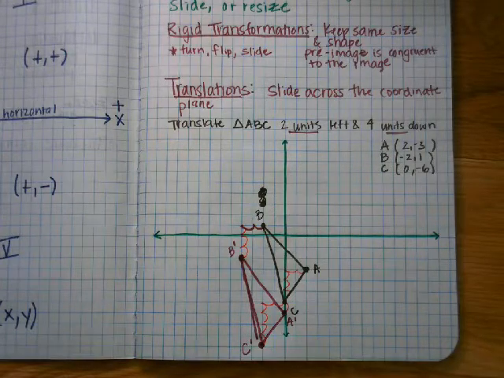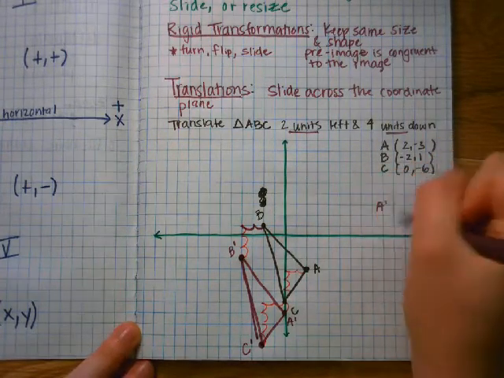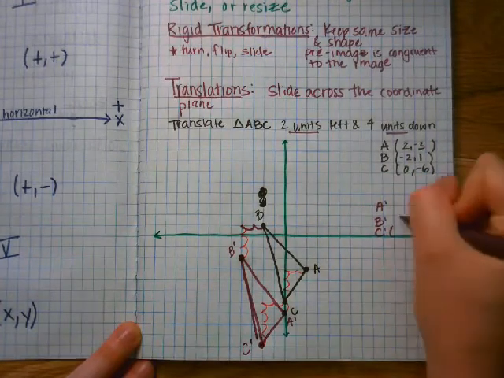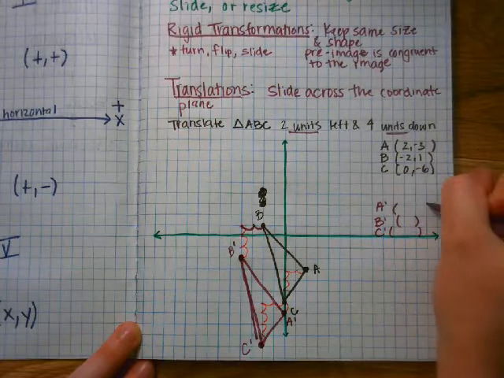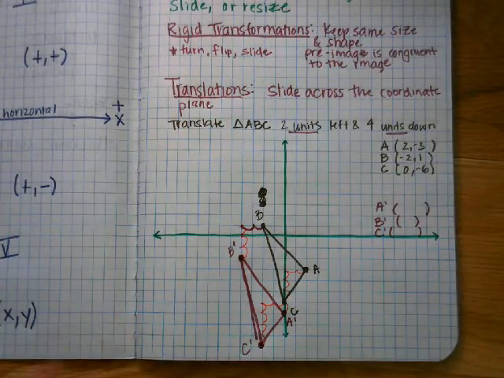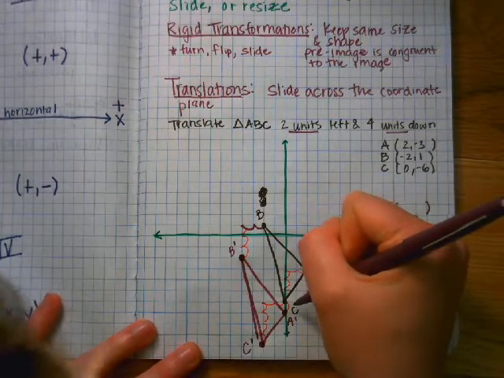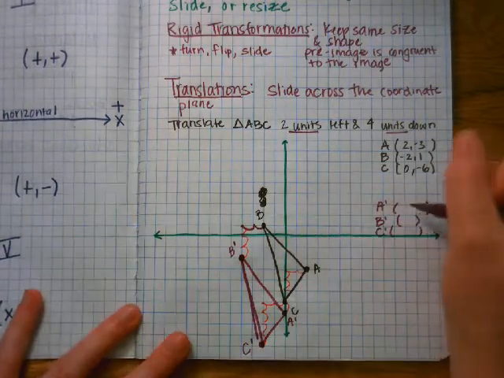So let's write down our ordered pairs for A, B, and C prime. So our new image, their new locations. So A is currently at 0, -7.